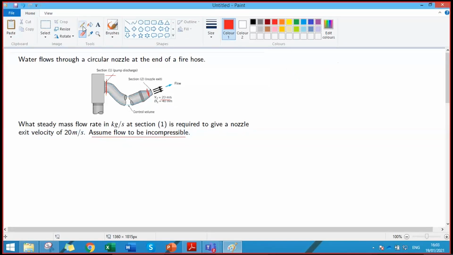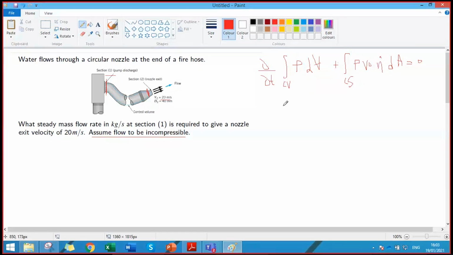So if I ask you to write the general equation of continuity, that would be partial by partial t of the integral over the control volume of rho dV, plus the integral over the control surface of rho v dot dA equals 0, right? Yes, sir.